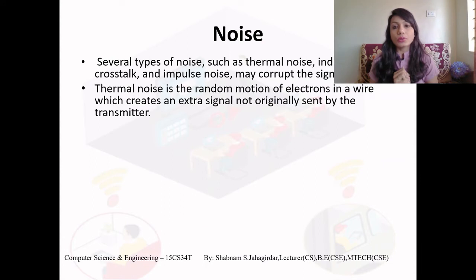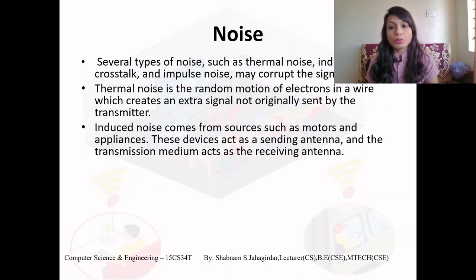Thermal noise is the random motion of electrons in a wire. When the signal is traveling in the wire, some random motion of electrons will be there in the wire, which creates one more signal, an extra signal, which is not originally sent by the transmitter. So the actual signal will be going, and because of the random motion of electrons, one more signal will be created, which will create the problem.